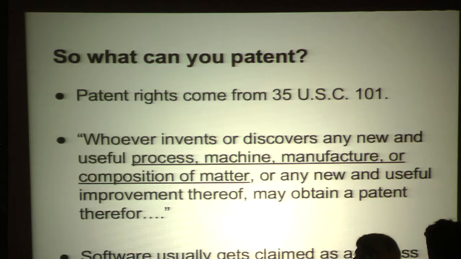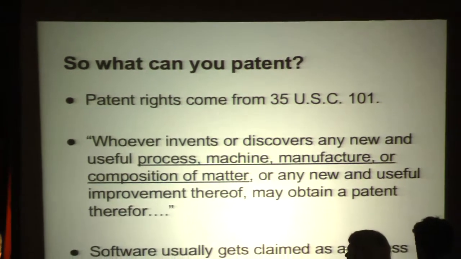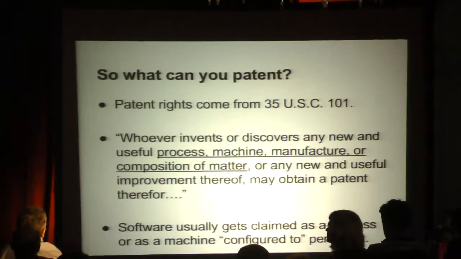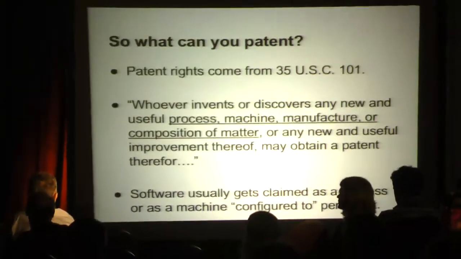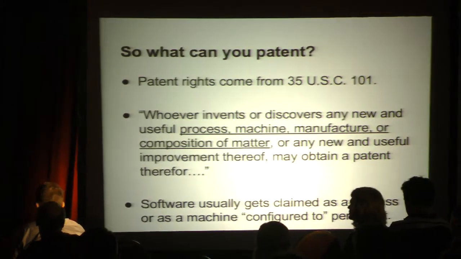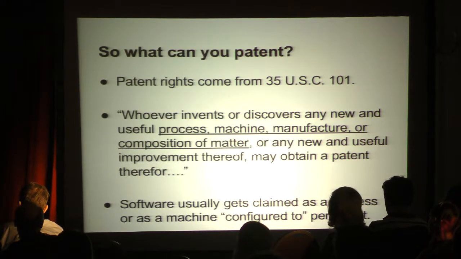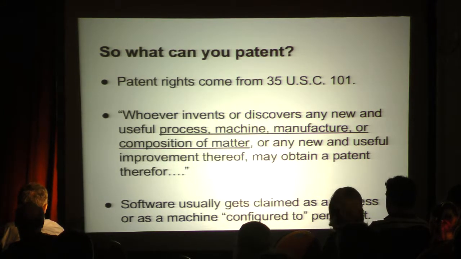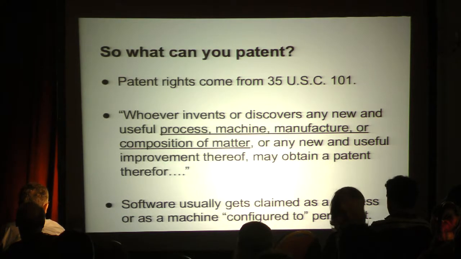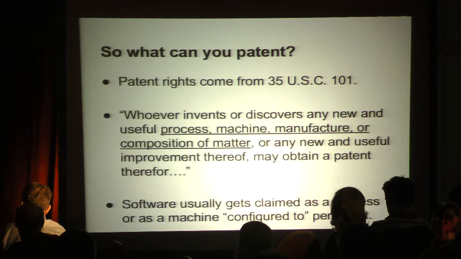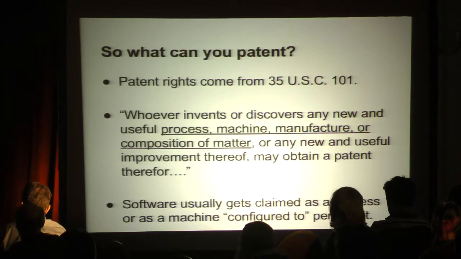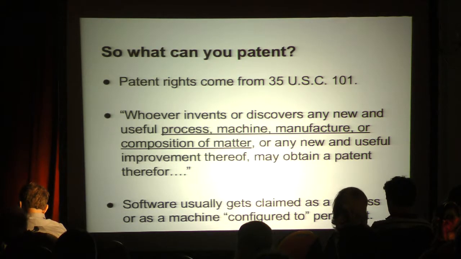So the question then becomes, what can we patent? This is set out in the statute as whoever invents or discovers any new or useful process, machine, manufacture, or composition of matter. Software is usually claimed as either a process or as a machine designed to accomplish something. If it's not one of these four things, it's right out. But software, through the cleverness of the draftsman, is written in terms of something that looks right.